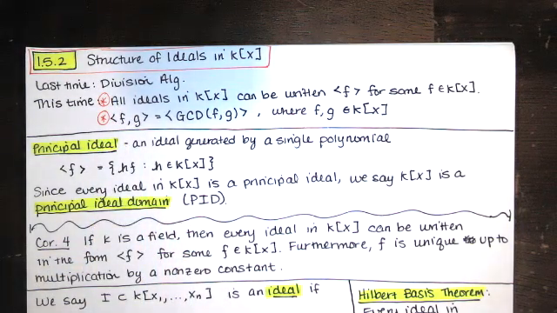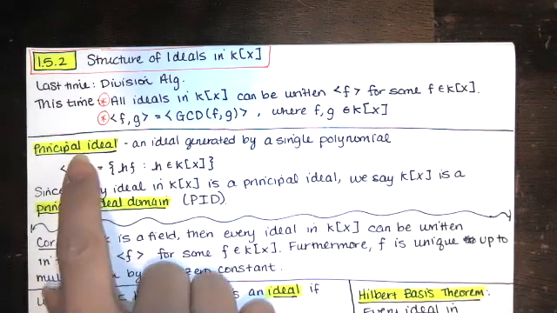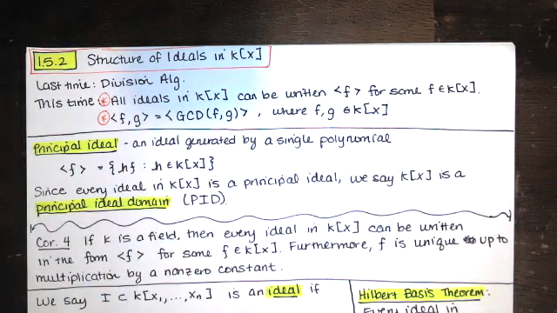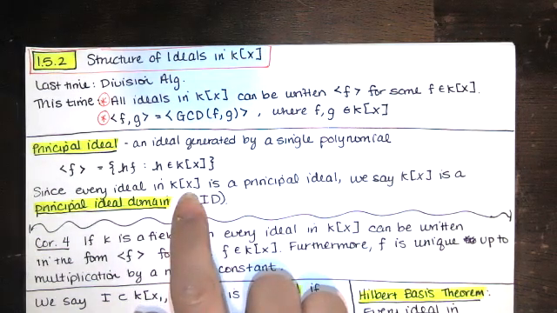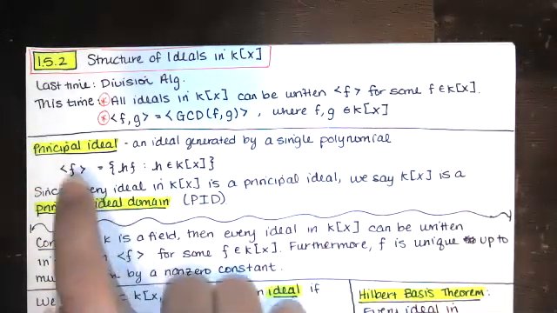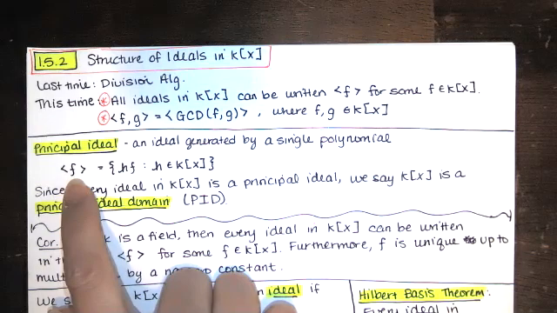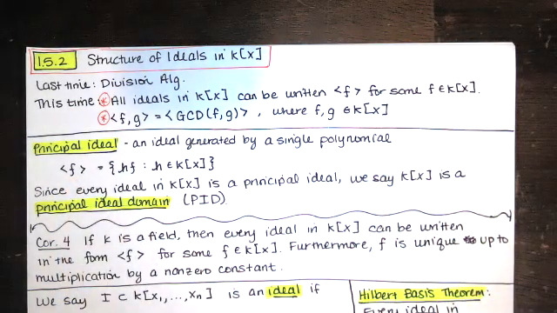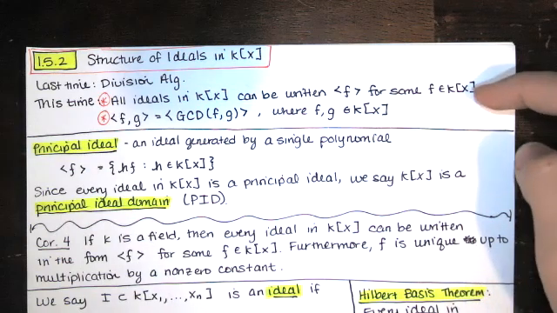Now we have another term related to the fact that ideals generated by a single polynomial are called principal ideals. Since every ideal in the polynomial ring of polynomials in one variable is a principal ideal, so they can all be written in this way, so they're generated by a single polynomial, we say that the ring itself is a principal ideal domain, and we abbreviate that PID. So that's the plan. We're going to prove these two results.